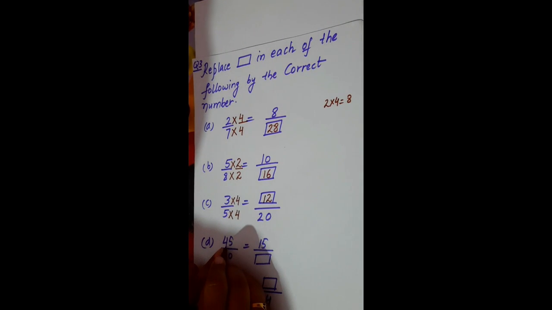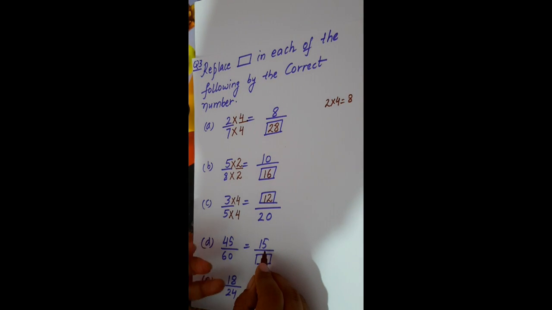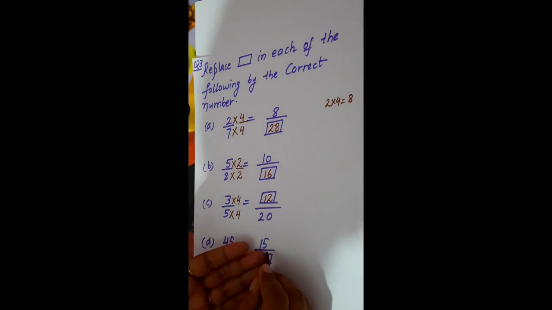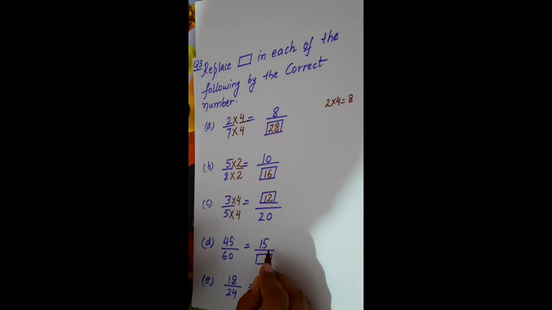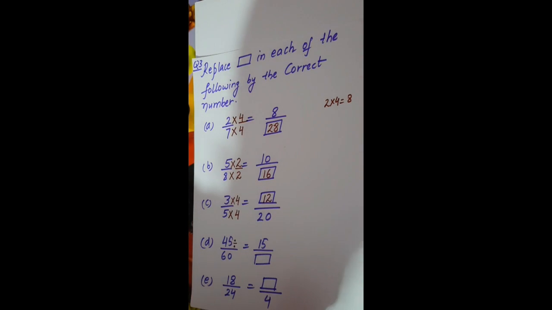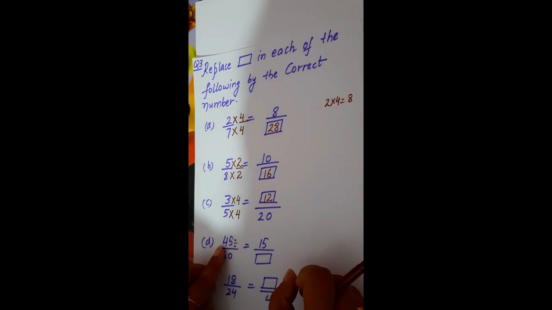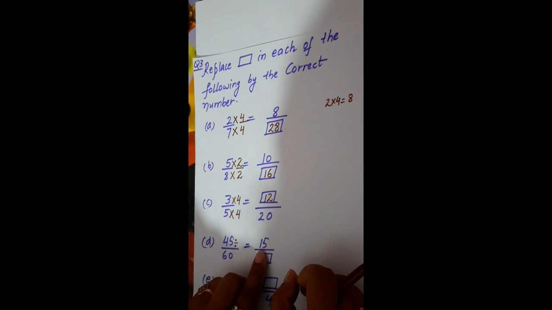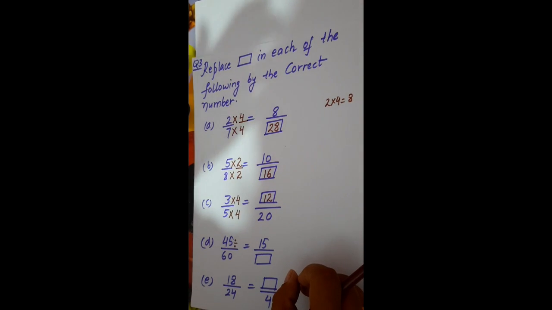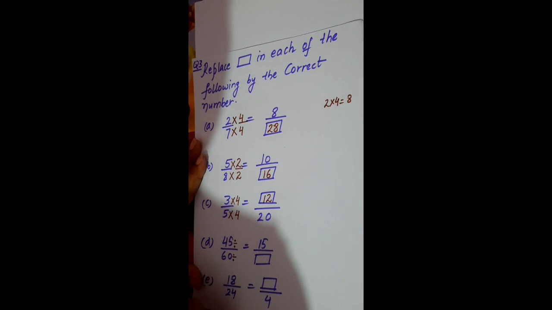Now next we have 45 and here we have 15. So there is no number by which you multiply 45 so that you will get 15. Obviously in this case you have to divide, because to find an equivalent fraction we have to multiply or divide. In this case you have 45, and here 15 is given to you. You have to divide the number. So let's find out by which number I divide so that I will get 15.